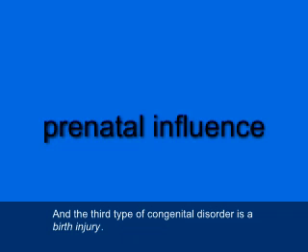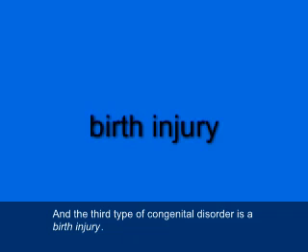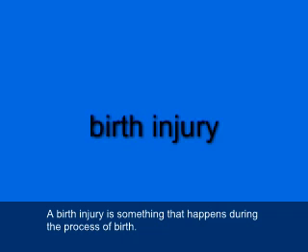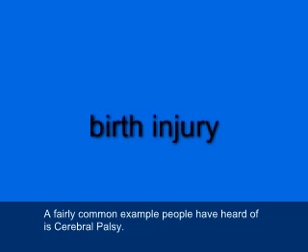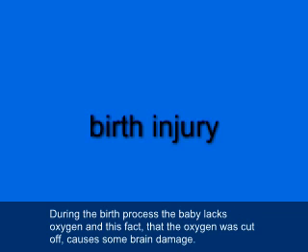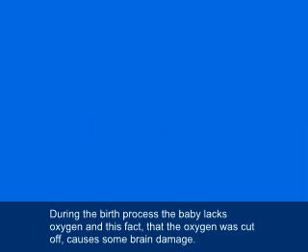And the third type of congenital disorder is a birth injury. A birth injury is something that happens during the process of birth. A fairly common example people have heard of is cerebral palsy. During the birth process, the baby lacks oxygen, and this fact that the oxygen was cut off causes some brain damage. Okay, well, that covers the terminology related to the types of disorders and the causes of disorders. And so now we're going to do some practice.